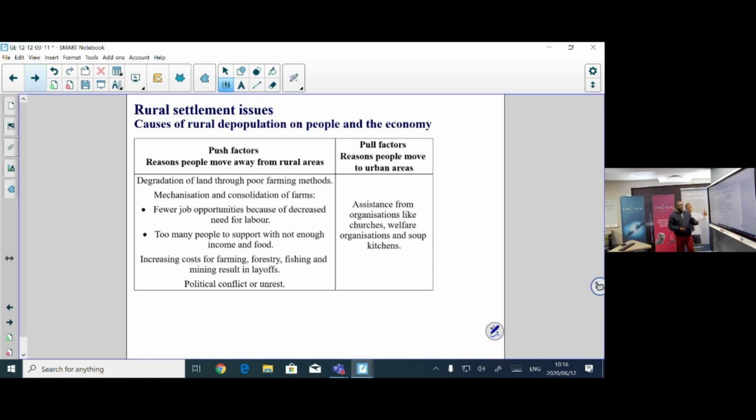So you find that most of the political commotion during elections or between rival parties usually occurs in the rural areas. And this is mostly because of the levels of education there as well, that people are not really informed. They can't really live side by side with people they consider their enemies, unlike in the cities. So the pull factors, we have assistance from organizations like churches, welfare organizations, and soup kitchens.